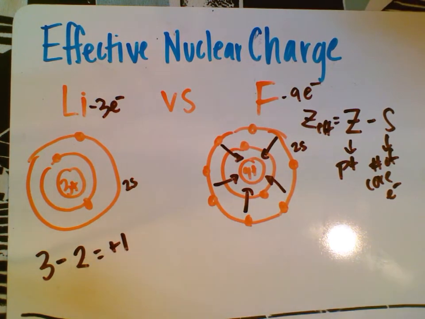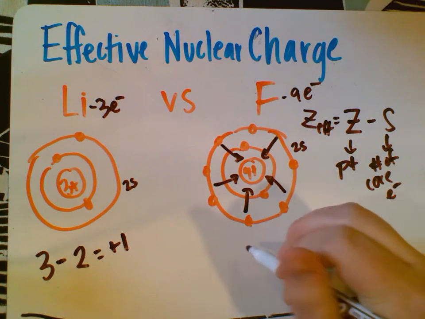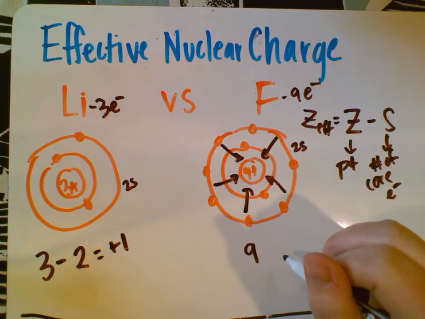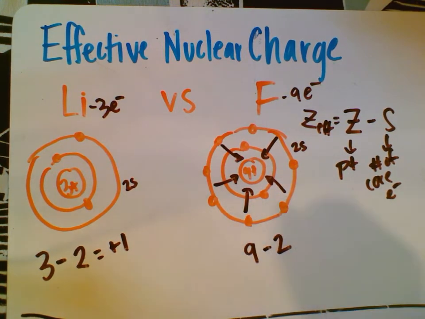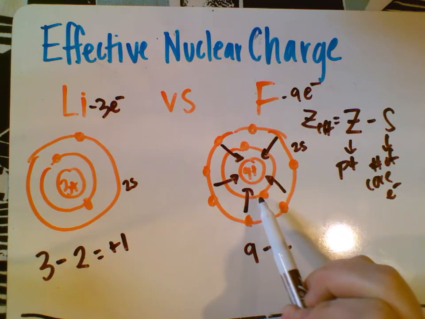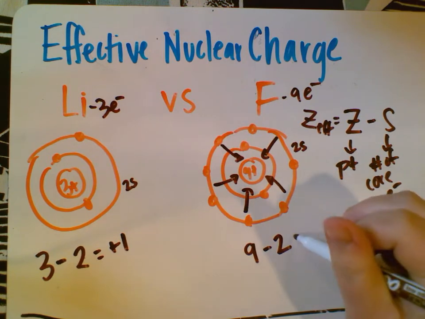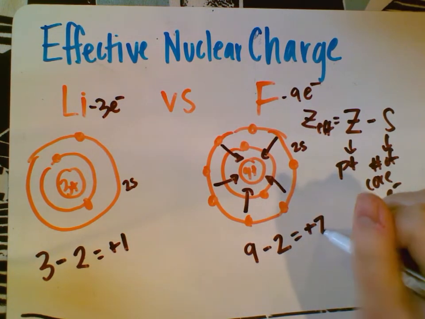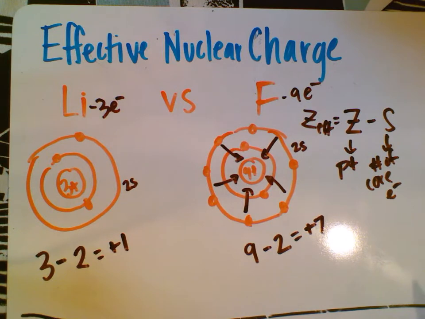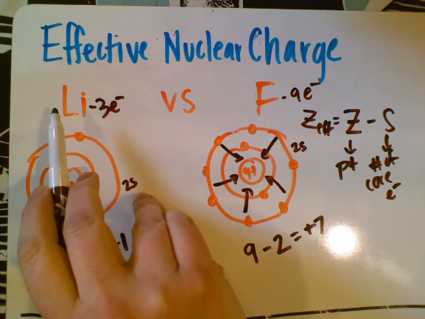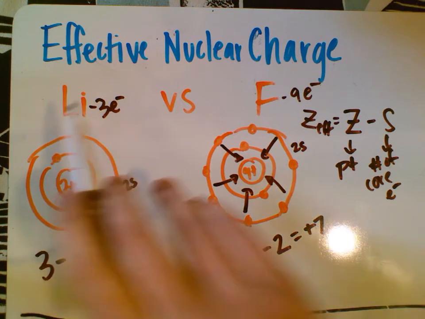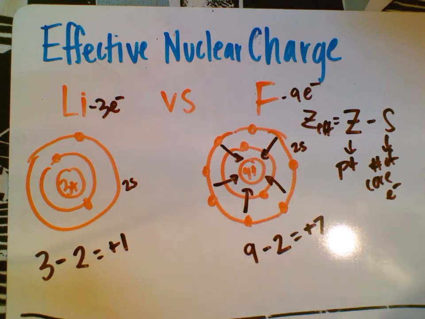If I look at the case of fluorine, fluorine has 9 protons minus the same 2 core electrons, because they both have their electrons in the 1s shell and they're filling up the 2s for their valence. Now fluorine has an effective nuclear charge of 7. And the greater the effective nuclear charge is, the more that that nucleus is pulling in on things. And so when we compare radii, lithium has a bigger atomic radius than fluorine because of its effective nuclear charge.